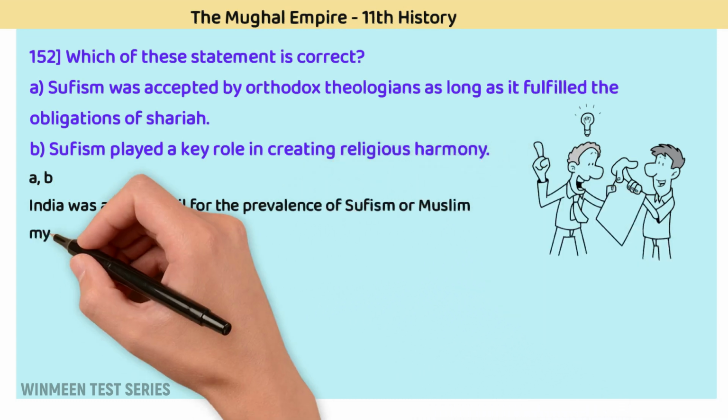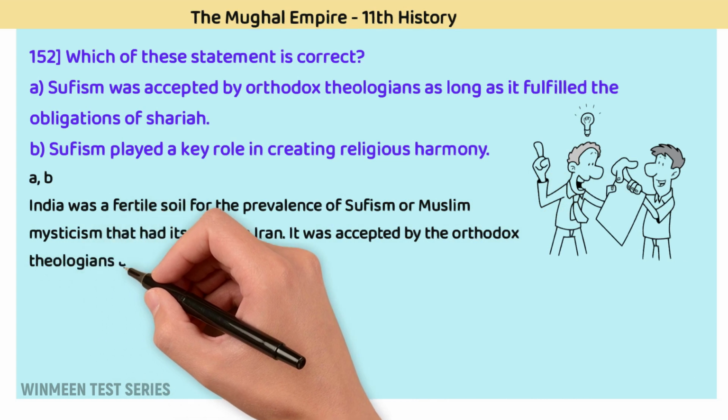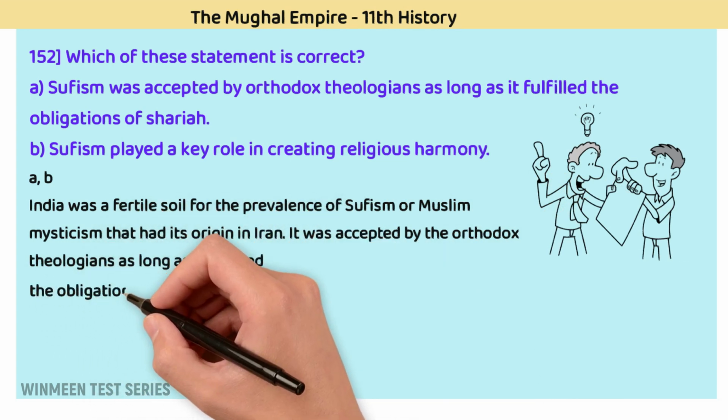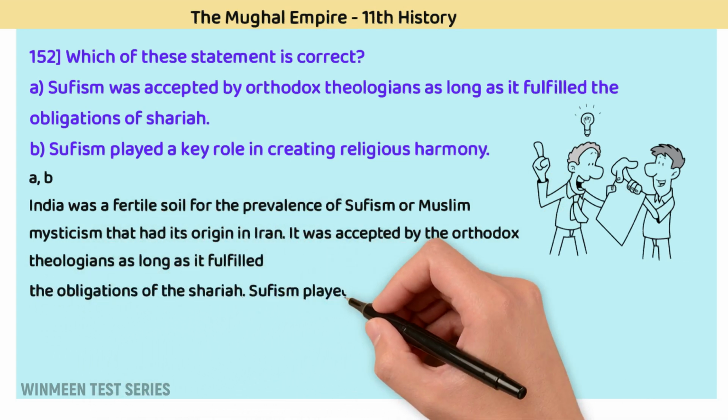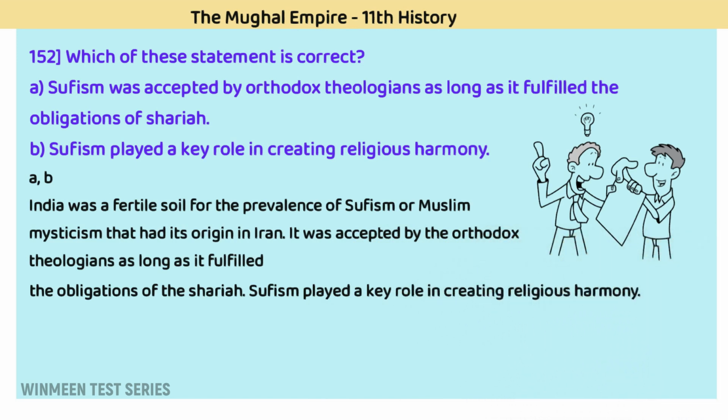India was a fertile soil for the prevalence of Sufism or Muslim mysticism that had its origin in Iran. It was accepted by the Orthodox theologians as long as it fulfilled the obligation of the Sharia. Sufism played a key role in creating religious harmony.